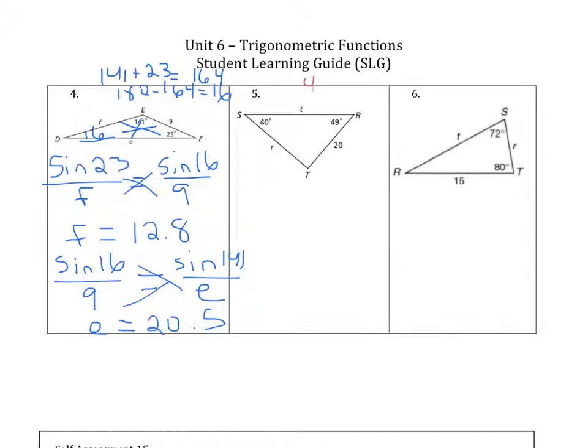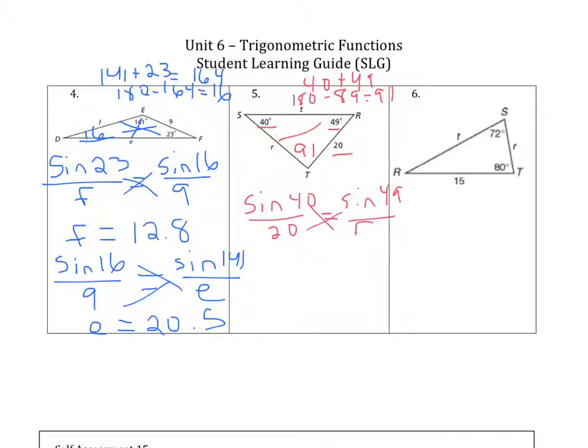Number 5, we have 40 plus 49, that's 89, subtract that from 180, and I get 91, so this angle is 91, and I have sine 40 over 20 equals a sine of, let's do 49 over its corresponding side, which is R, crisscross.